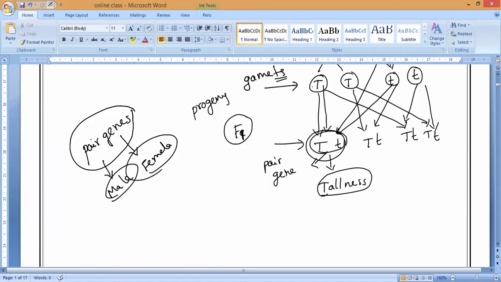So now, male and female gametes carry how many genes? How many genes are they carrying, each one? Nobody is answering. How many genes will each gamete carry, I am asking. A pair of genes or a single gene? That's fine. If you are not understanding, that's okay. Tell me, at least, do you understand or not?